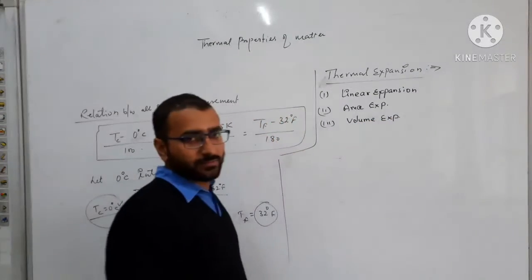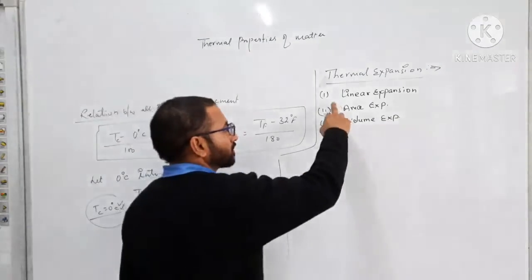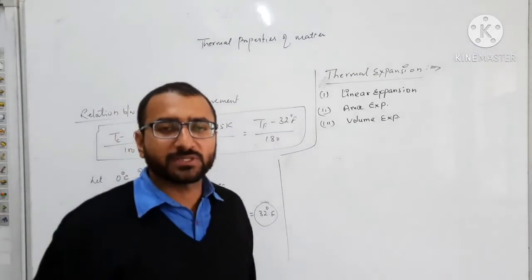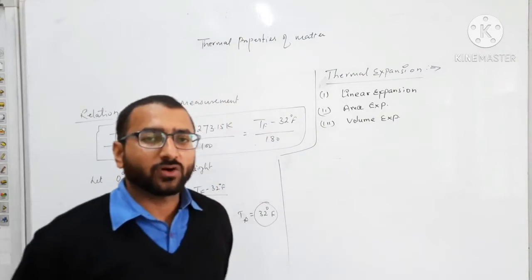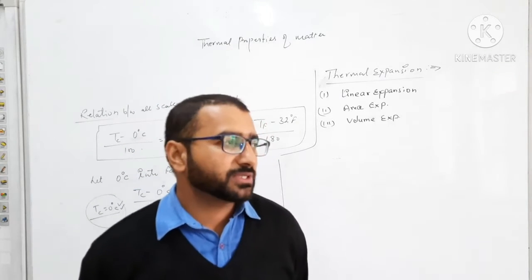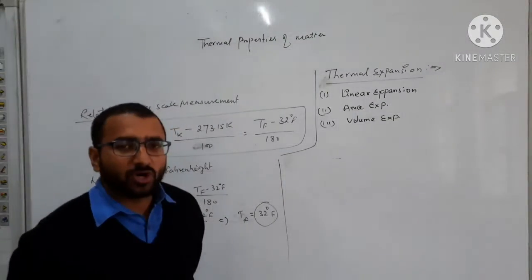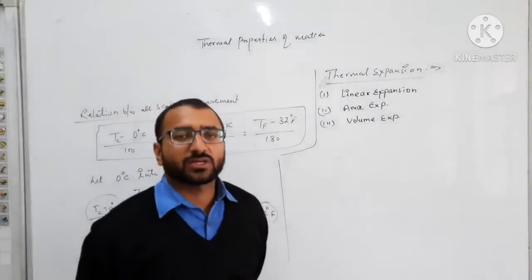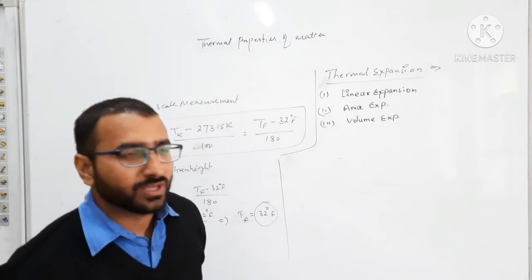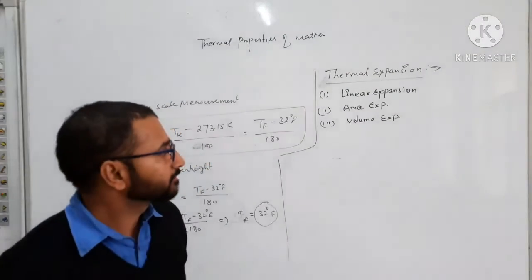As we know, on increasing the temperature, if the length of a body increases, then this kind of expansion is called linear expansion. And on increasing the temperature, if the area of the body increases, then this type of expansion is called area expansion. And similarly, if the volume of a given body increases on increasing the temperature, this kind of expansion is called volume expansion.